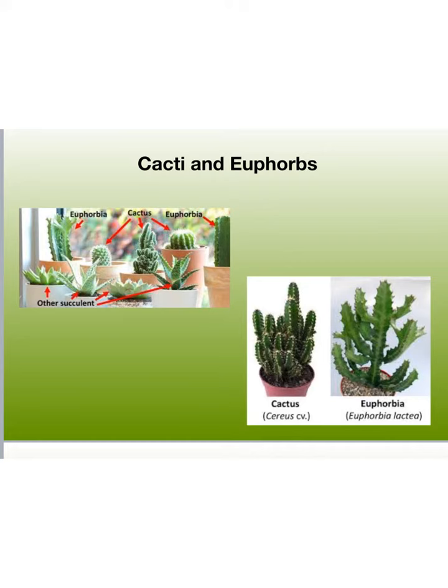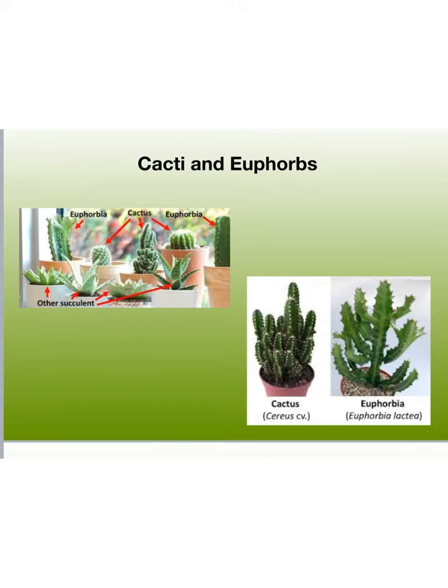All right, so cactus and euphorbs, they're not closely related. But they have evolved these really similar adaptations that allow them to live in these hot, dry environments. They even look alike. Just by looking at them, you would think that those were all cactus, but they're not. Evolutionary speaking, family speaking, they're not closely related.